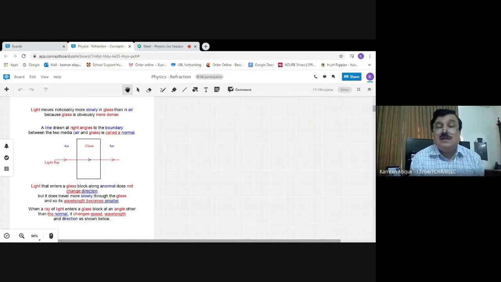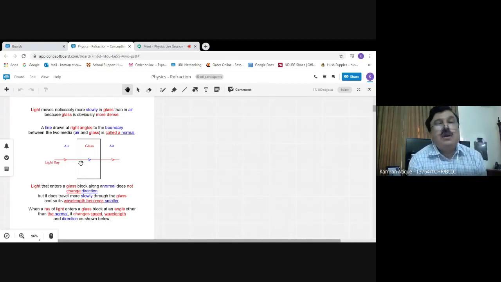As an example, we have done an experiment with rectangular glass blocks. We have done an experiment with a semicircular glass block. We have done an experiment with a three-dimensional triangular shape called a prism. These three different kinds of questions are very much asked by your examiner in Cambridge studies. So that's why I also prefer these three glass bodies, these three transparent bodies, in order to study the whole concept of refraction of light.